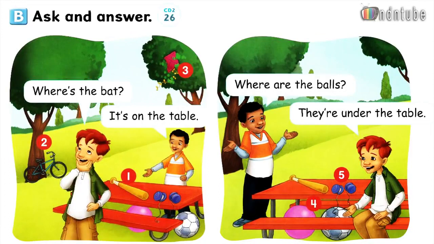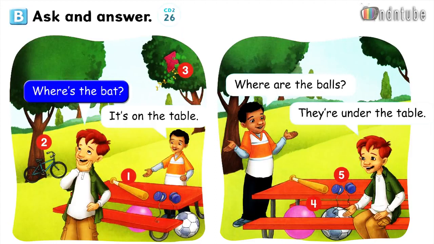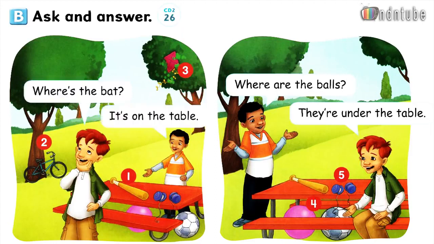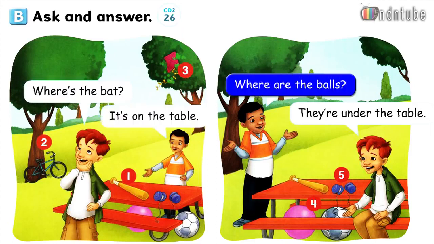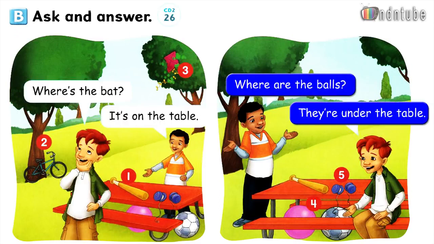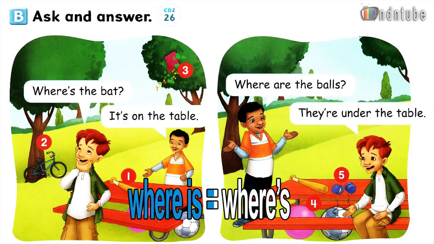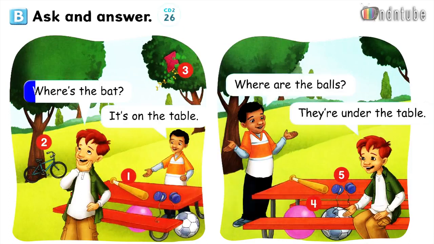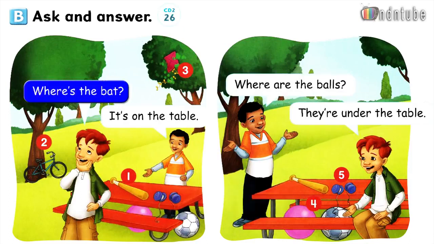Page 52. Drum track. Where's the bat? It's on the table. Where are the balls? They're under the table. Where's the bat? It's on the table.